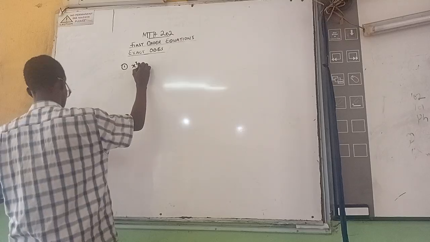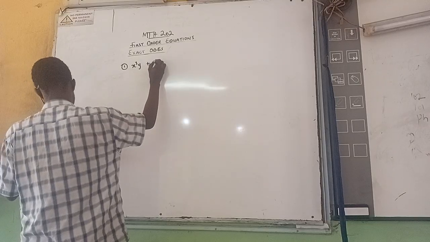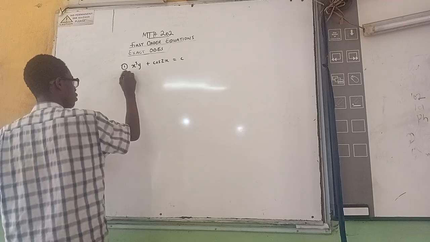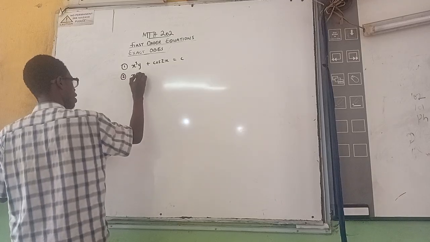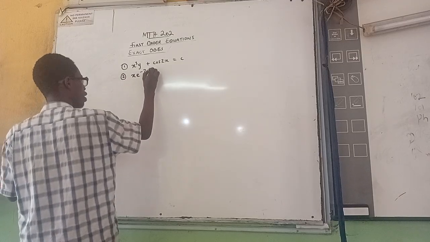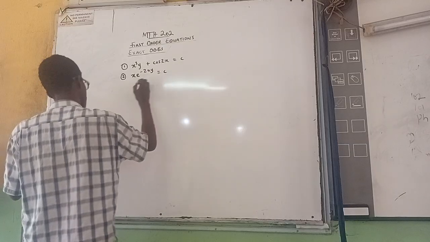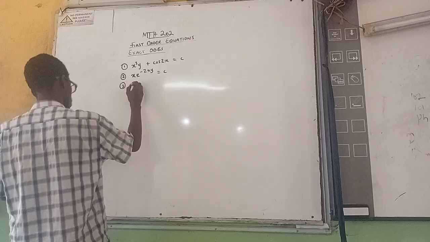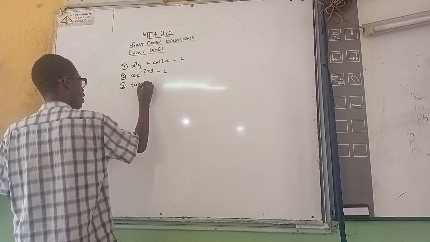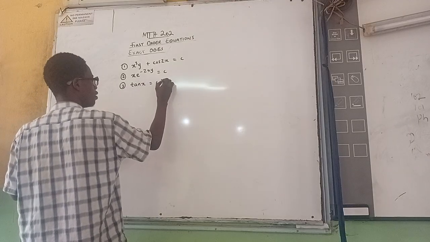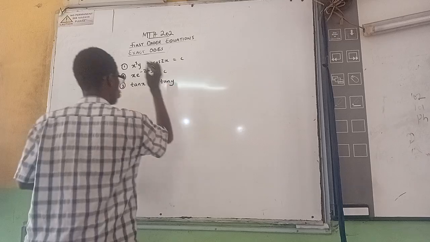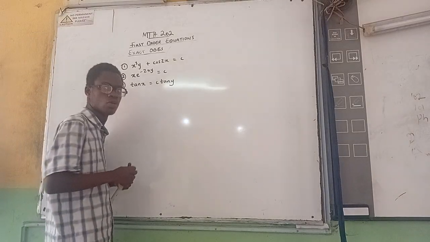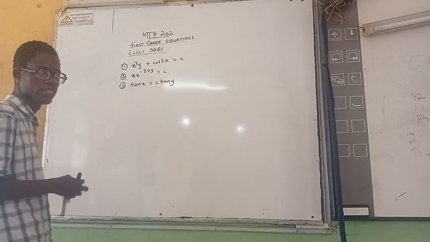x cubed y plus cos 2x equals a constant. The second one, x e to the minus 2xy equals a constant. The third one, x equals c tan y. So we are given something like this, and we are asked to write out an ODE using each of these.